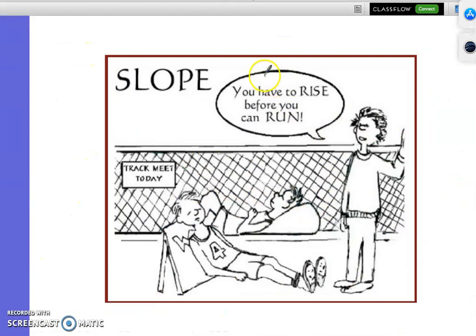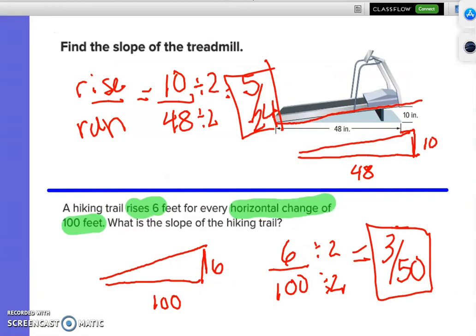Okay, remember you have to rise before you can run. So here we have find the slope of the treadmill. Our rise right here is the up and down. That's going to be the 10 inches, and the 10 is going to go on top. Then we have the run, or the horizontal, and that's 48, and that's going to go on bottom. And we're going to divide both the top and bottom by the same number. And so we're going to divide them to simplify them. So divide both by 2, and it becomes 5 over 24.